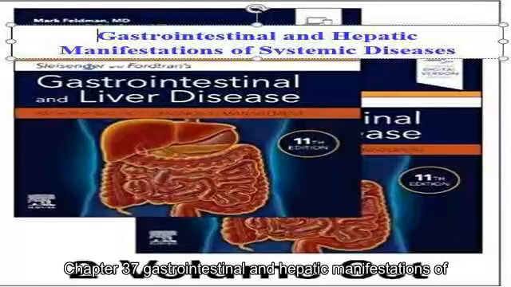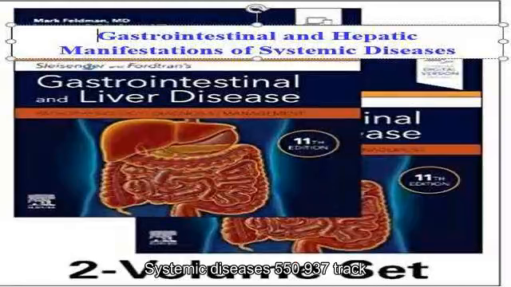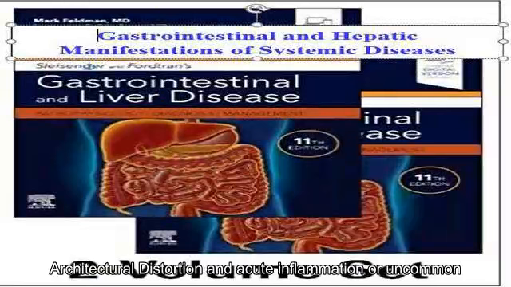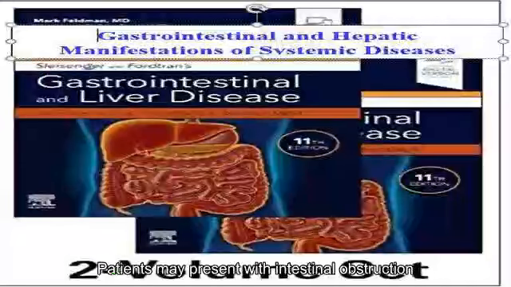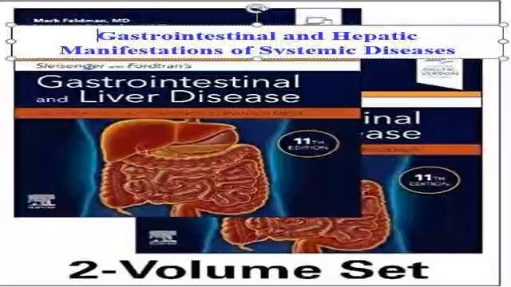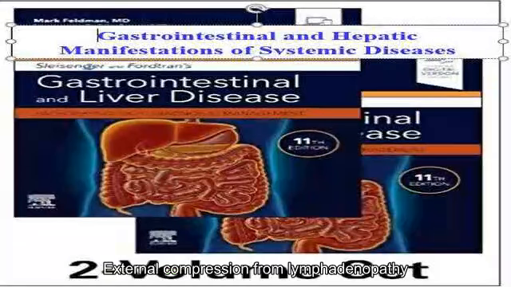Chapter 37, Gastrointestinal and Hepatic Manifestations of Systemic Diseases. ...and a dramatic response to glucocorticoids. Fistulas, architectural distortion, and acute inflammation are uncommon. Patients may present with intestinal obstruction from masses, strictures, or external compression from lymphadenopathy, pain, chronic diarrhea, or bleeding from ulcers or colitis.